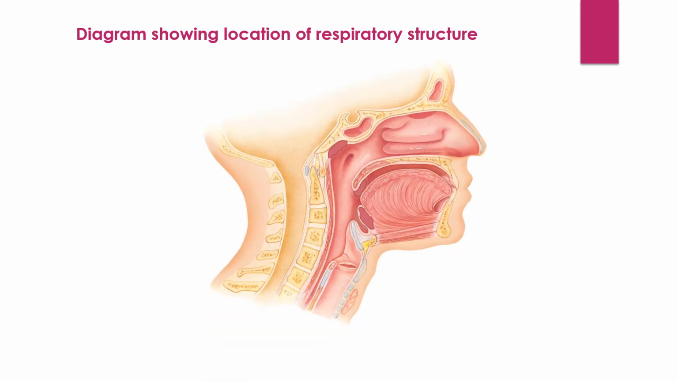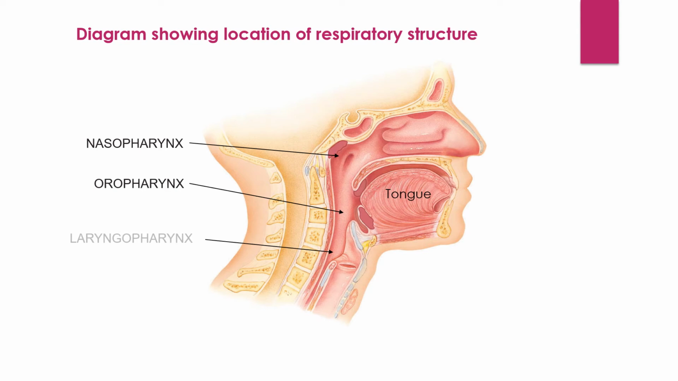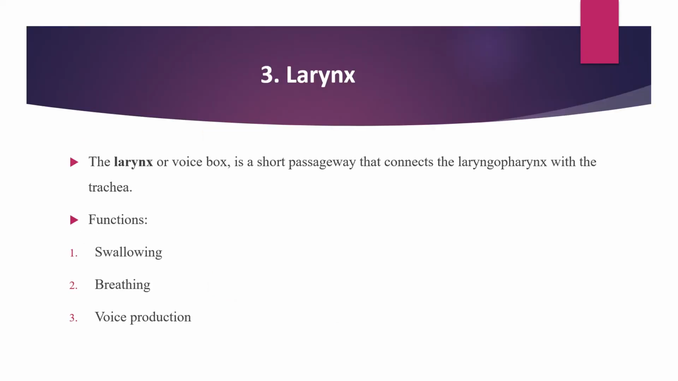So here, this is the same diagram, just here we can see the main location. You can see here this is nasopharynx, oropharynx and laryngopharynx. Now the next one is the larynx, third one. So larynx or the voice box is a short passageway that connects the laryngopharynx with the trachea. So the last part of pharynx is connected with the trachea.